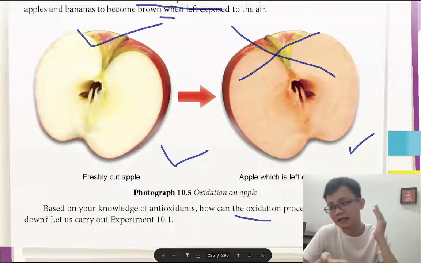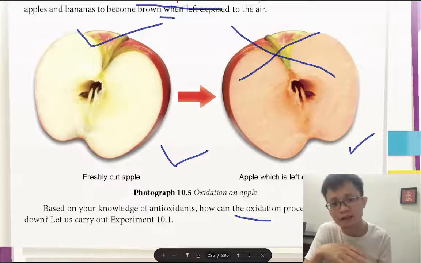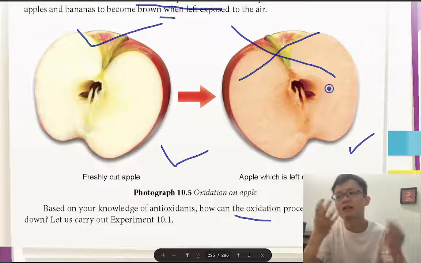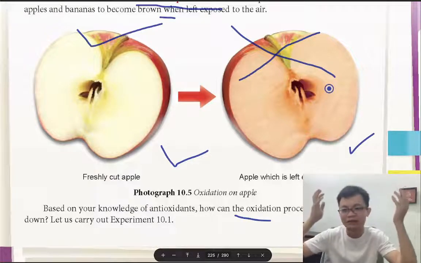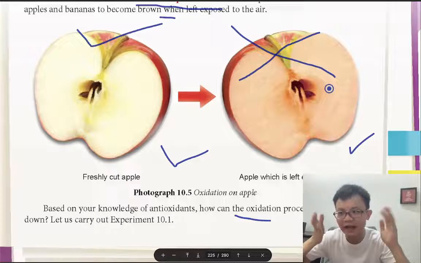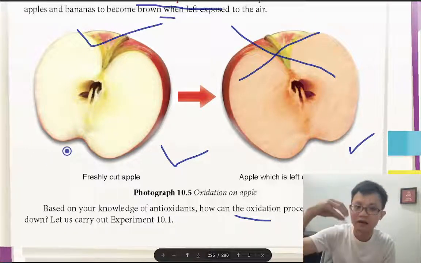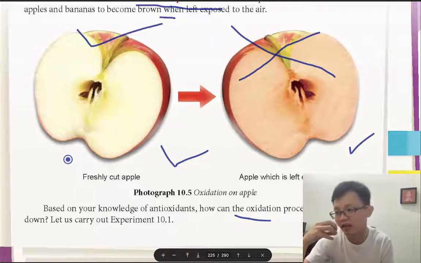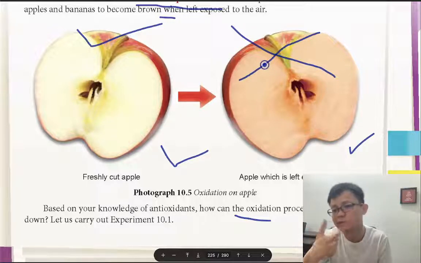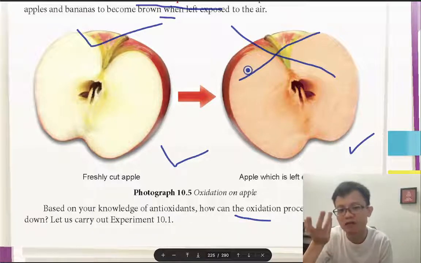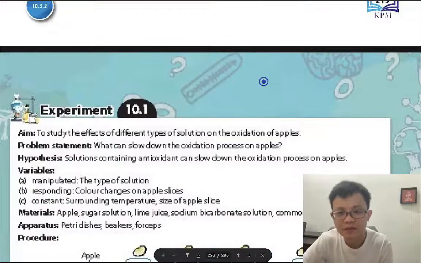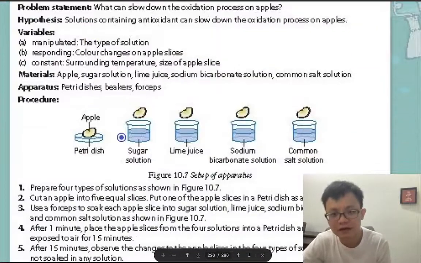If you don't eat or drink it faster, it will become brown in color, and the antioxidant, all the vitamins are already gone, to don't know where. After cutting, eat it faster, so that it still helps you as an antioxidant food. Because after it becomes brown in color, it becomes like no vitamin already. So this is the example.